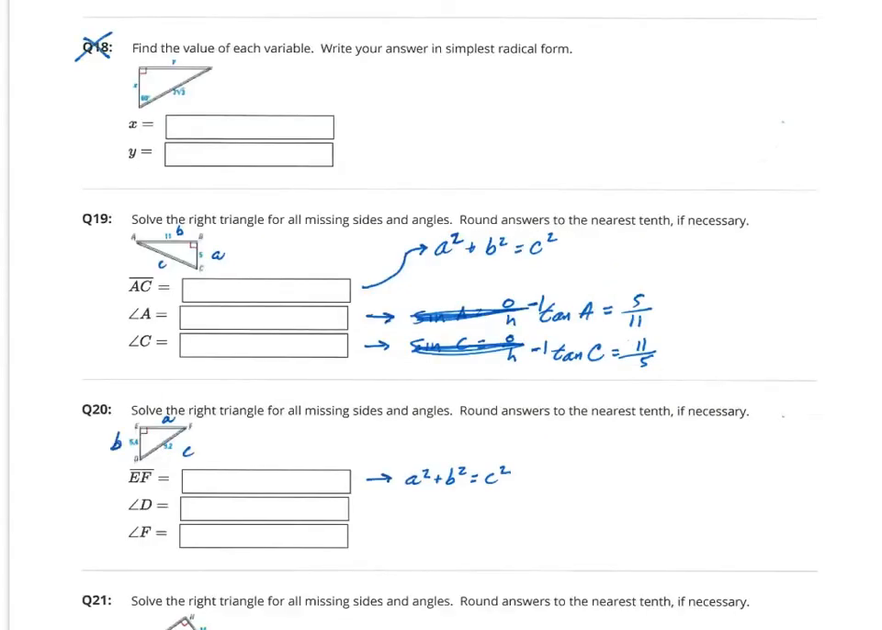Question 18, I'm letting you skip. Question 19 is we want to solve the right triangle here for the missing sides and angles.